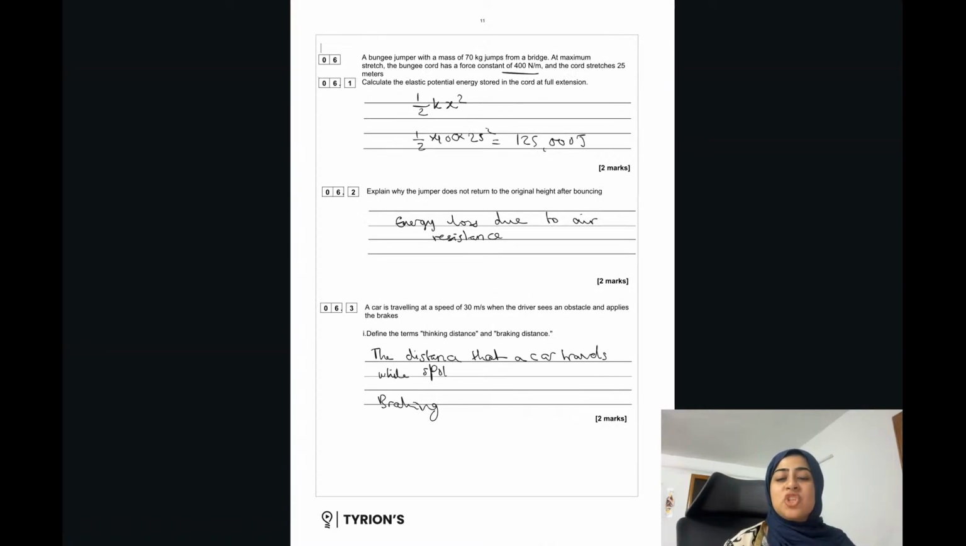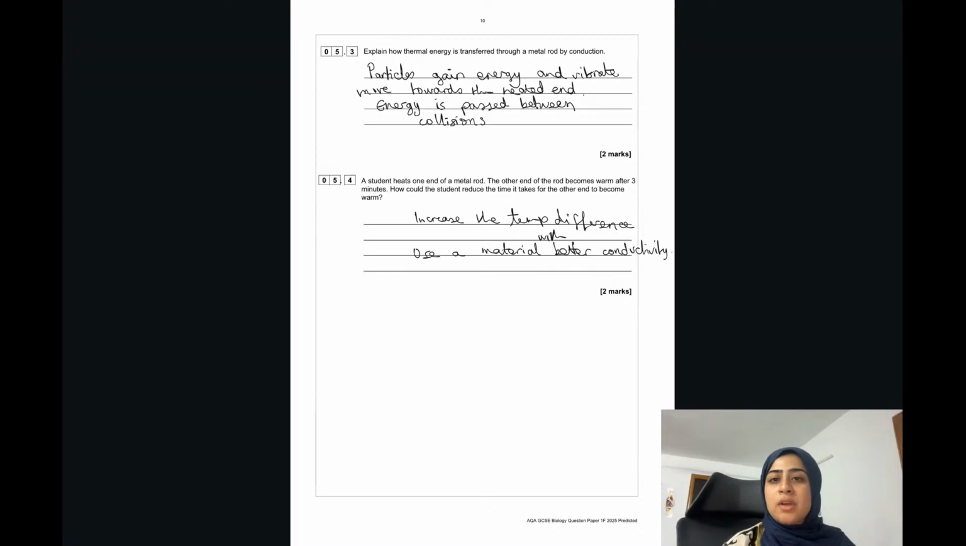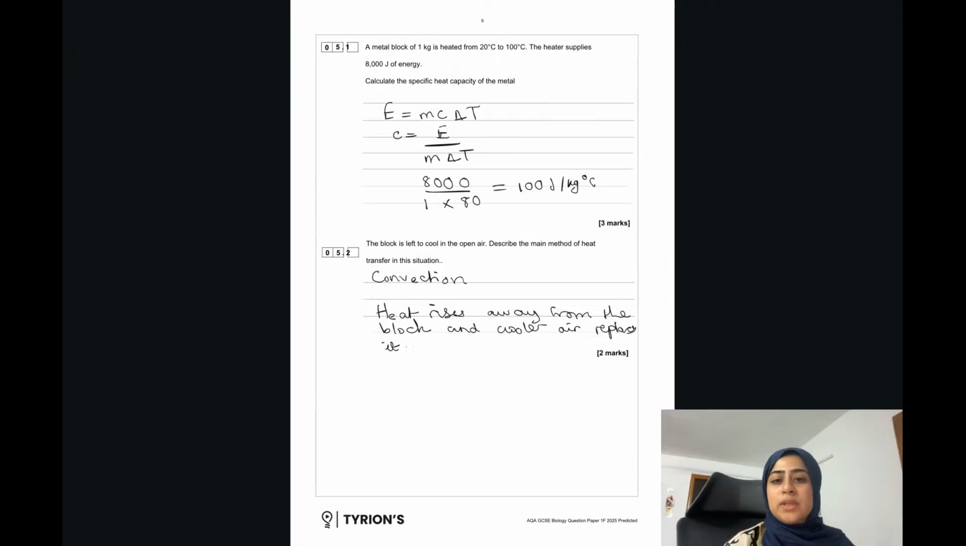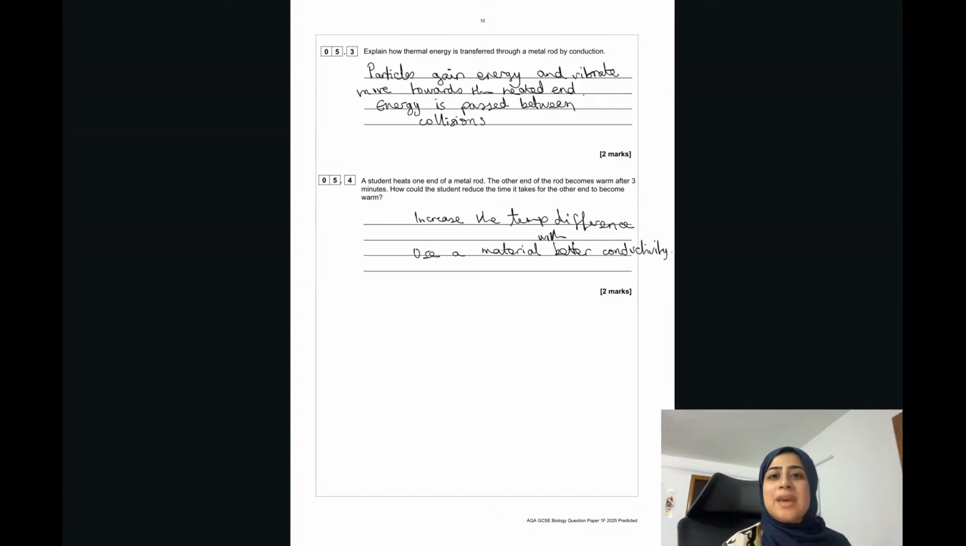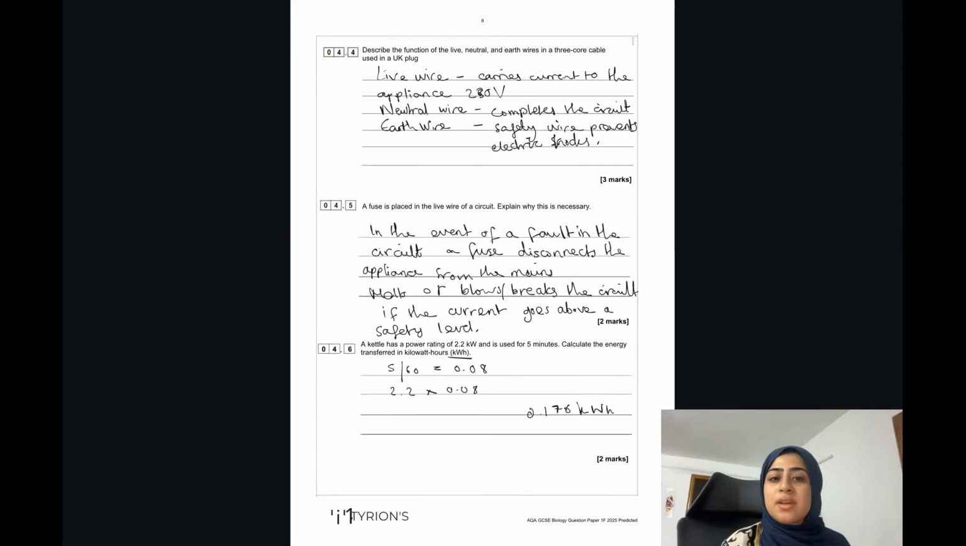Okay, just push and try and do your absolute best, and go into the exam feeling confident. If you don't get a question, star it and come back to it, and make sure you use your keywords. Keywords are always really, really important. So keywords for convection are: heat rises away, cooler air replaces it. For conduction: particles gain energy, vibrate, and then that energy is passed between the collisions. Make sure you use that. Make sure you know live wire.